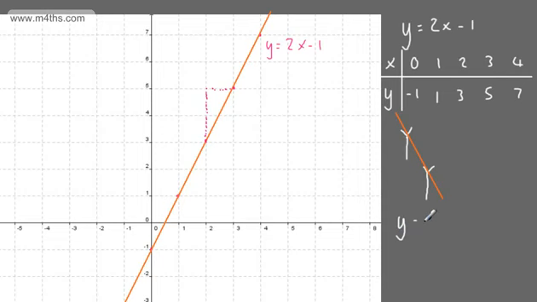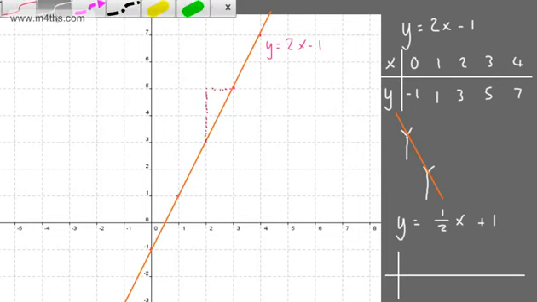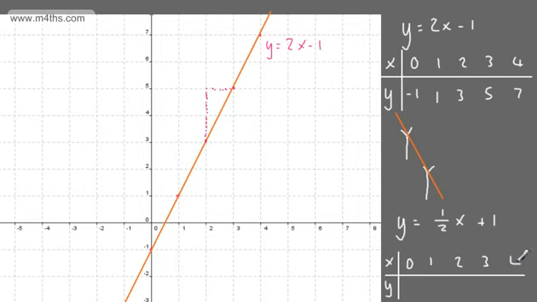Let's do y is equal to 1/2 x plus 1. So again, table of values. All you'll be asked to do is a table of values. This is deemed to be a lower skill than doing it from a gradient and intercept. So what we'd have then is the following. We'd have x and y. We'll start with 0, 1, 2, 3, 4.